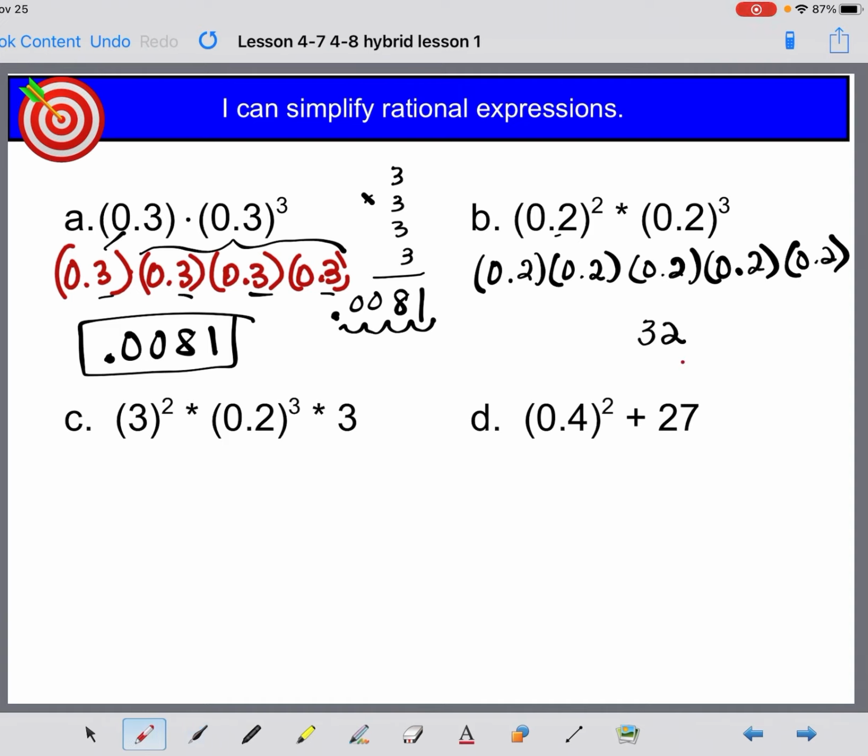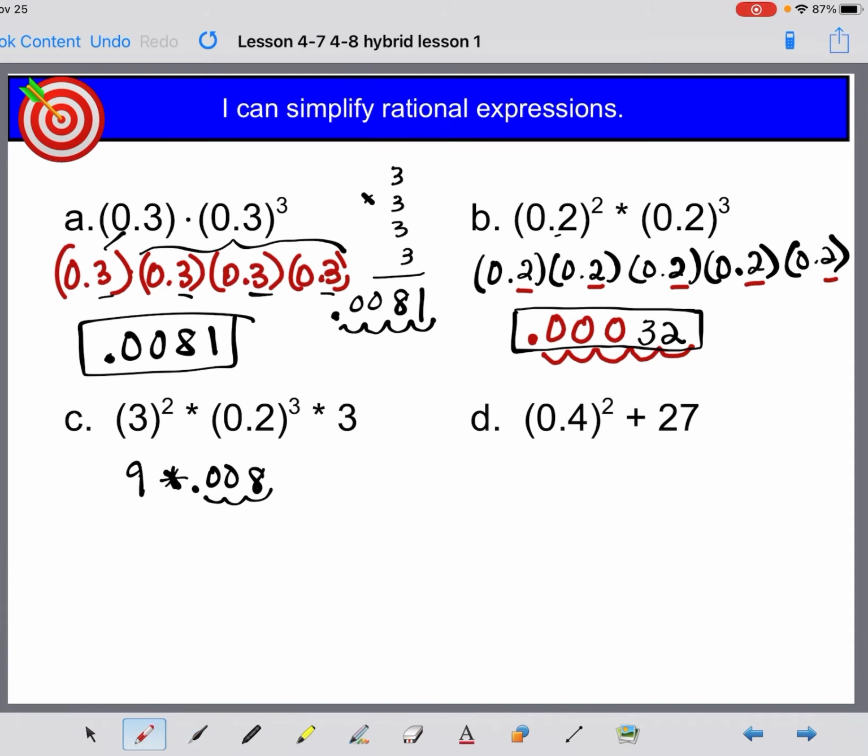Then I have to count up the number of places or digits after the decimal. 5. 1, 2, 3, 4, 5. And fill in with zeros. My answer is 0.00032. Letter C. 3 to the second power is 9. 3 times 3. A star means multiply. And then I have 2/10 to the third power, which is 2 times 2 times 2, which gives me 8. And then move the decimal.